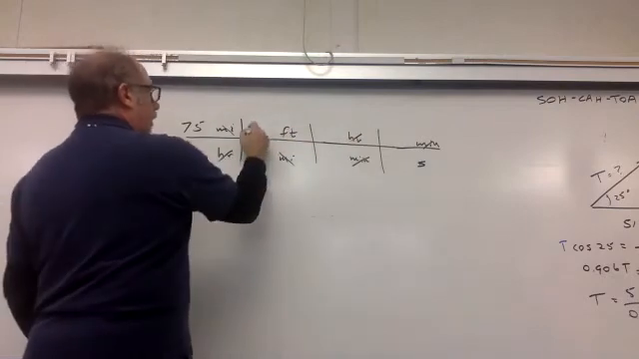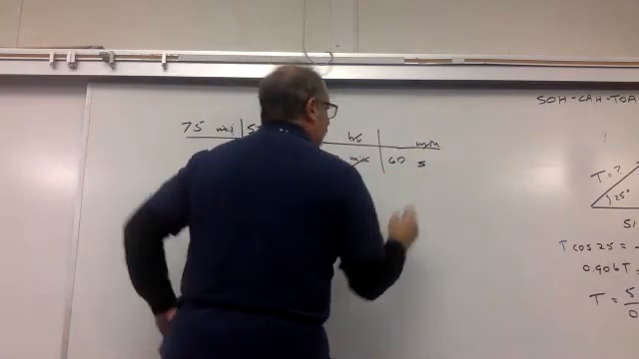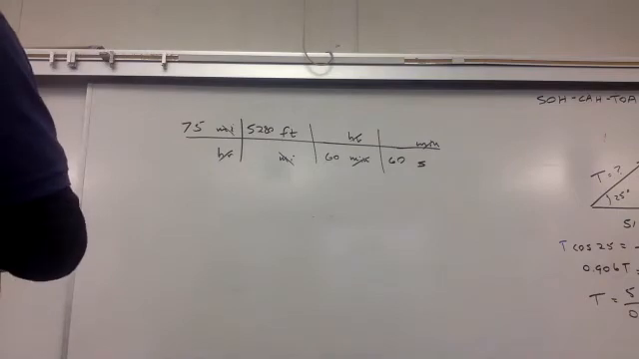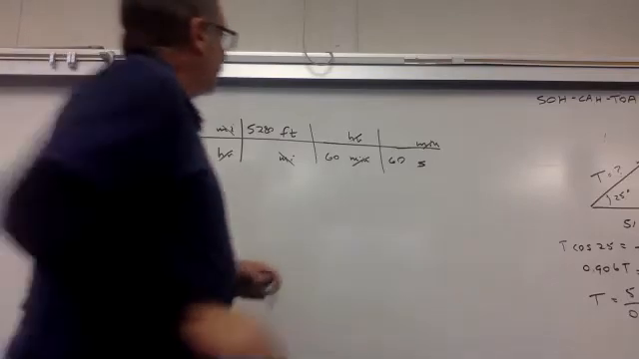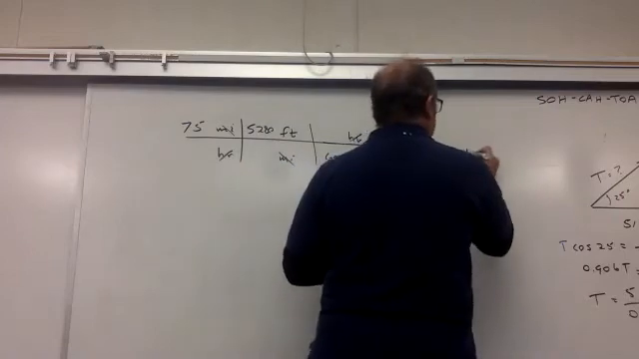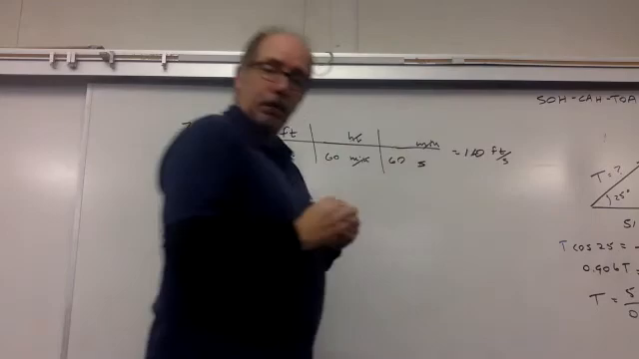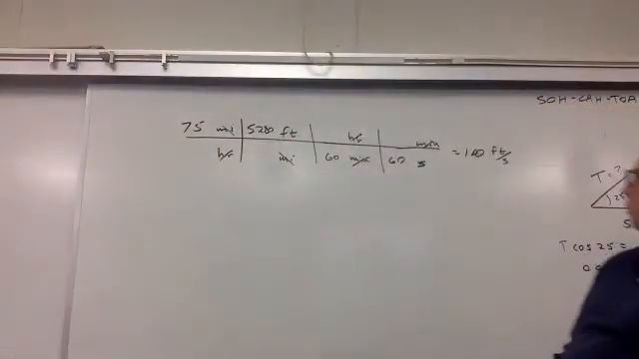5,280 feet in a mile, 60 minutes in an hour, 60 seconds in a minute. So I get 75 times 5,280 divided by 60, and I get 110 feet per second. What did it say? Oh, 110 feet per second. So that is true.